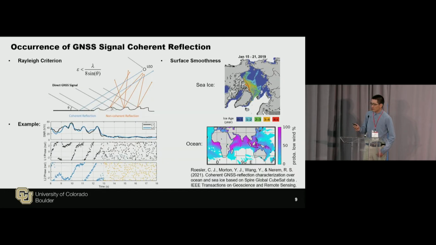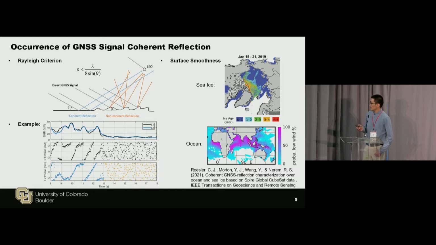And here are some illustrations of coherent versus non-coherent reflections. On the left is always coherent reflections. It occurs for the smooth surface, and the surface smoothness is related to the signal wavelengths and the elevation angle of that reflection. Overall, the sea ice is a good reflector to have coherent reflections. And the conservative estimation is that about 50% of the reflection over sea ice is coherent.